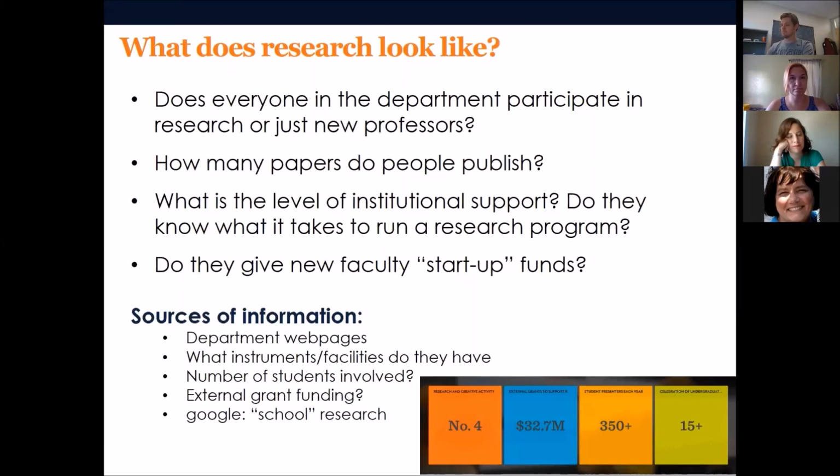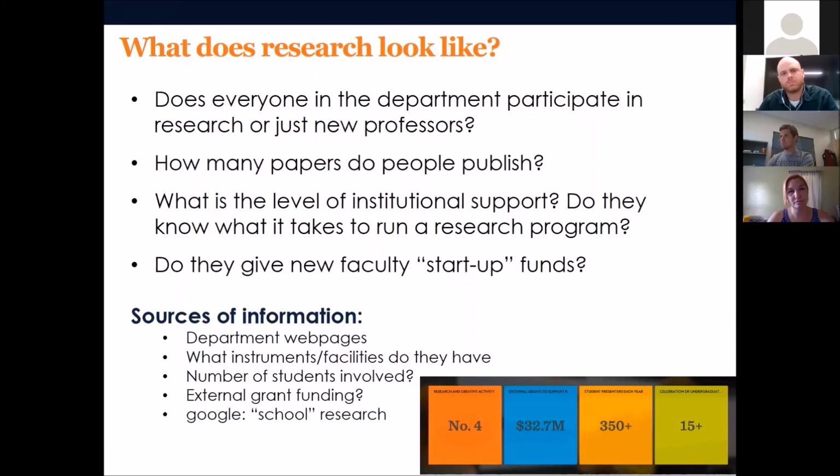A key question, I think, is what is the level of institutional support, right? Do they know what they're doing as far as research? Do they know what it takes to run a research program? Have they been there before? You really want to start to comb as much as you can, department web pages, university web pages, Google, professor CVs. You want to start to comb some of these documents for as much data as you can to get a feel for what research looks like at that school, and then make sure that that fits with what your expectations would be in a place that you would like to work.